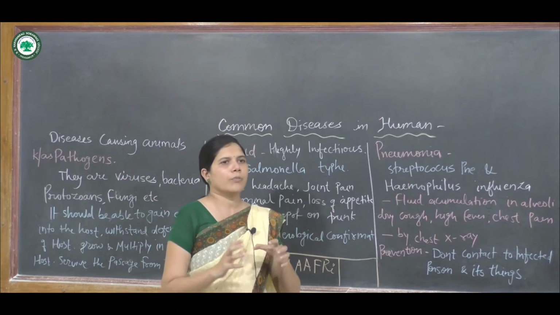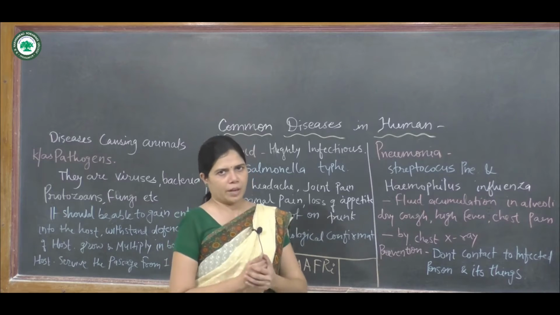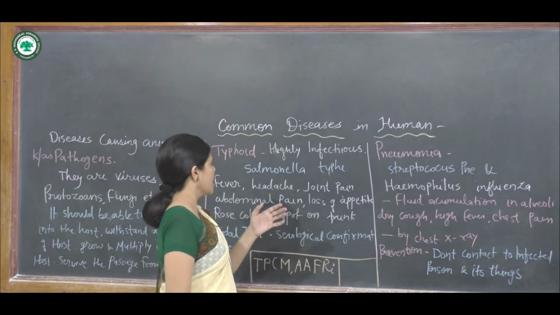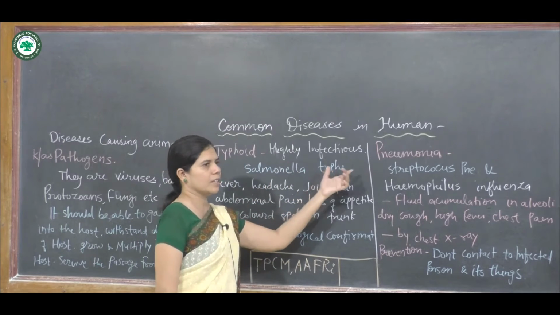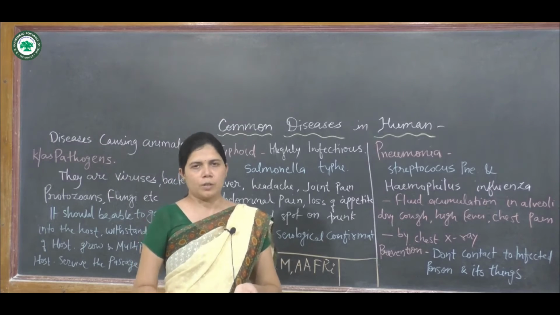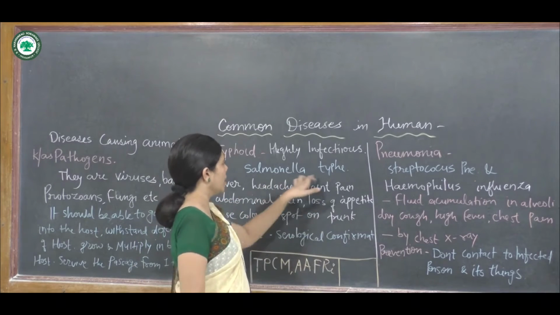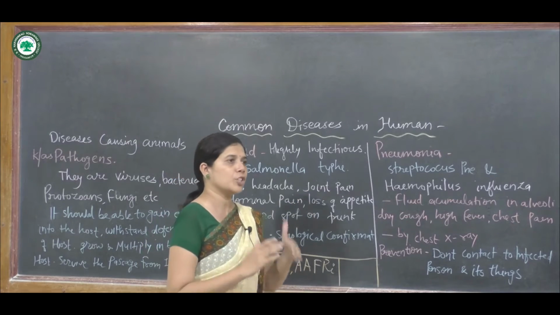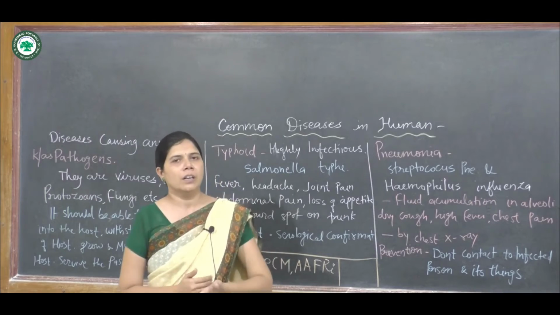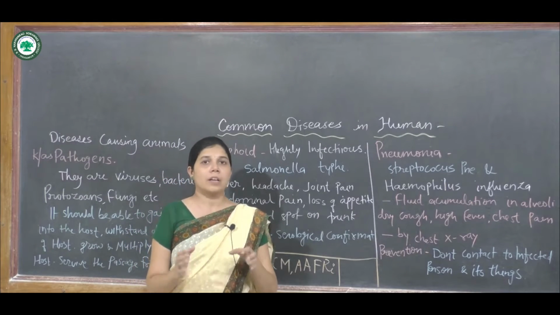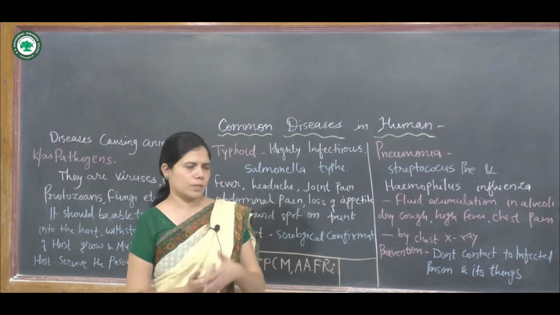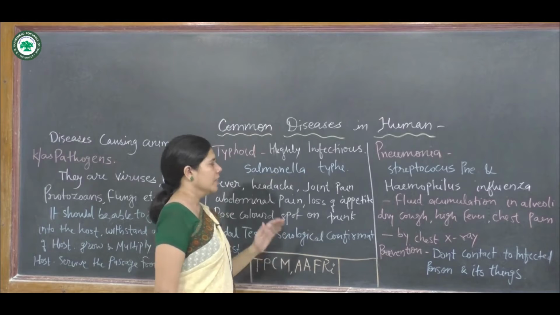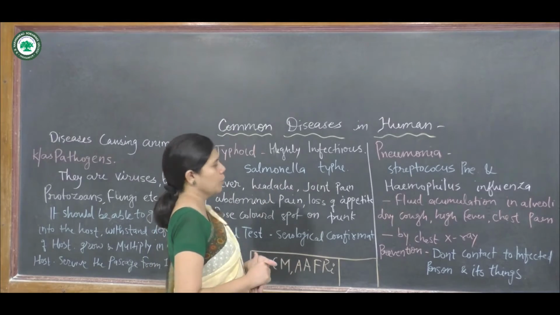So students, questions can be asked in different ways in the NEET or CET exam. A question may ask which disease is caused by Salmonella typhi. Don't get confused. If the question is turned around, asking which pathogen causes typhoid, the answer is Salmonella typhi. Please remember that. The next disease is pneumonia.